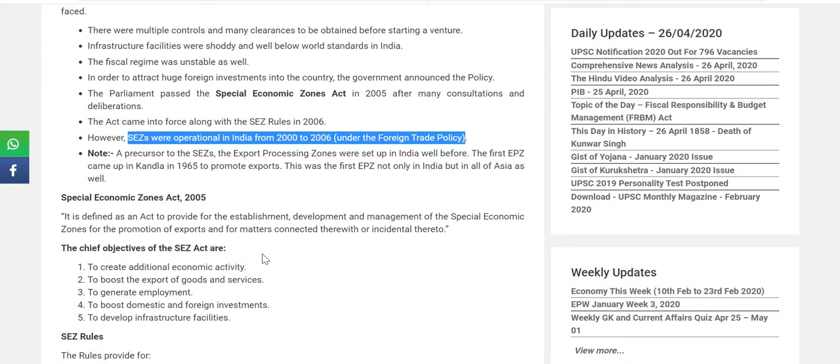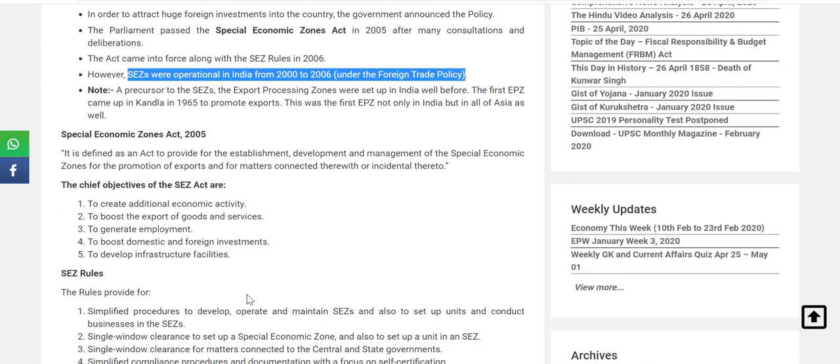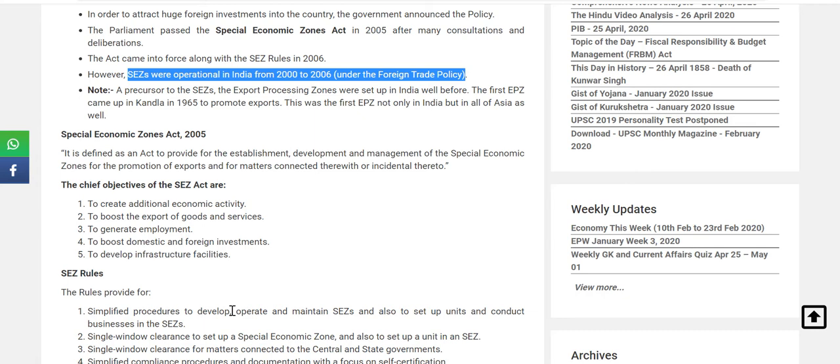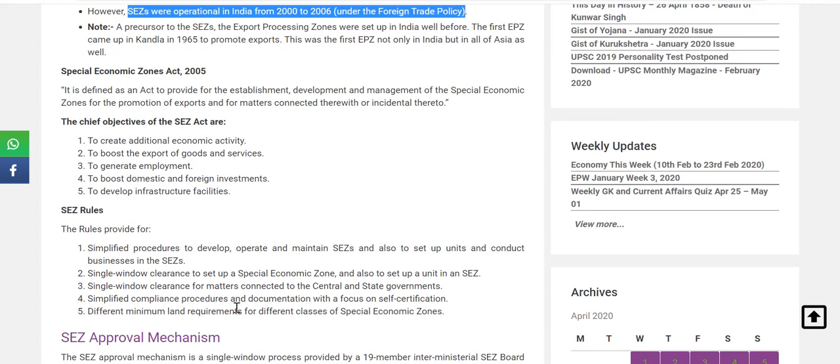In order to boost economic activity, to boost exports, generate employment, and also boost domestic and foreign investments, and develop infrastructure. So infrastructure development, economic development, increase economic activity, increase employment opportunities, increase exports, etc. Now, what were the rules that were provided for these SEZ? They were simplified rules. There would be a lot of relaxations that would be given, tax relaxations, etc.